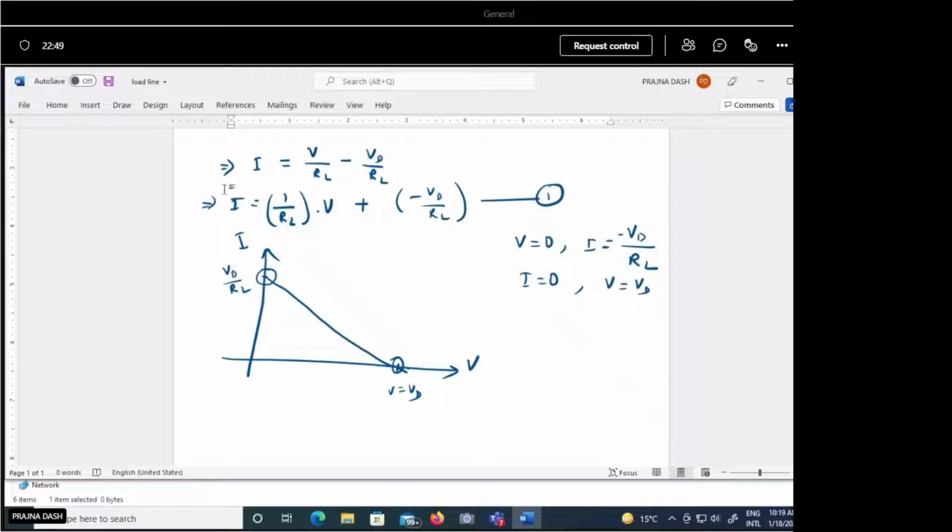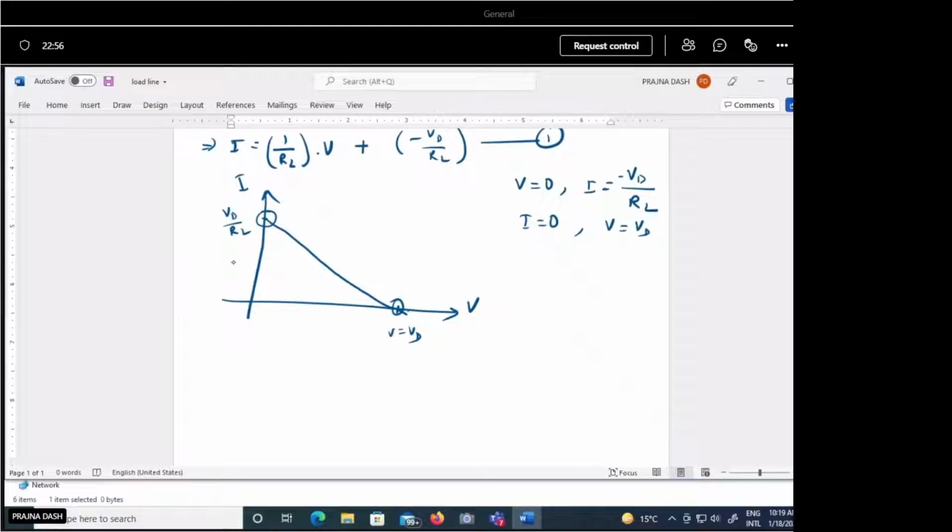In this equation, the straight line is the graphical representation of this. This line is called your load line. What is this load line? Whatever the value of your voltage, as it varies, the change in your current and voltage, or the operating point, will move along this line. What is this operating point? At a particular condition, suppose we take a point here. This point represents some value of your V and some value of your I. So this is called the operating point. That means at this voltage, the current is this much. This relationship is a linear relationship, represented by a load line.